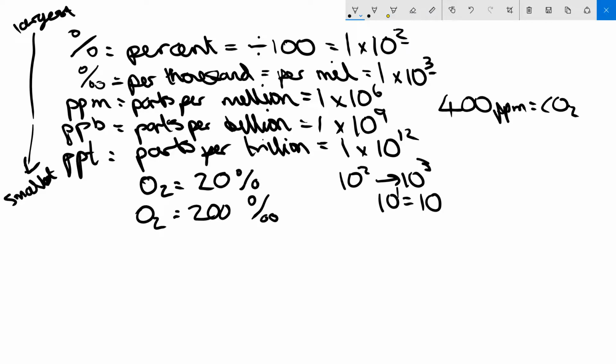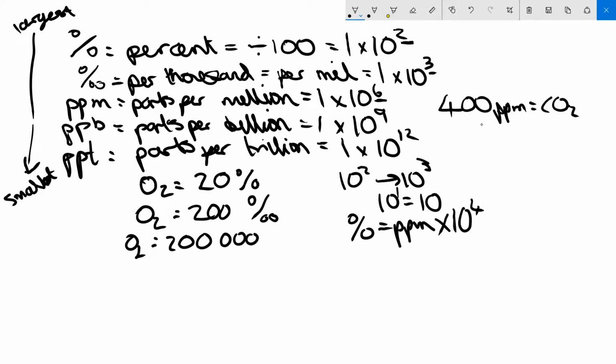Then if I wanted to convert between percent and parts per million, that would be converting between 10 to the power of 2 and 10 to the power of 6, which is a difference of 4. So I am timesing by 10 to the power of 4. So I am adding 4 zeros to this. So I now have 200,000 parts per million.